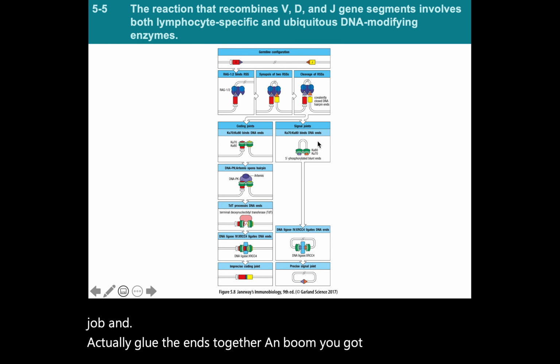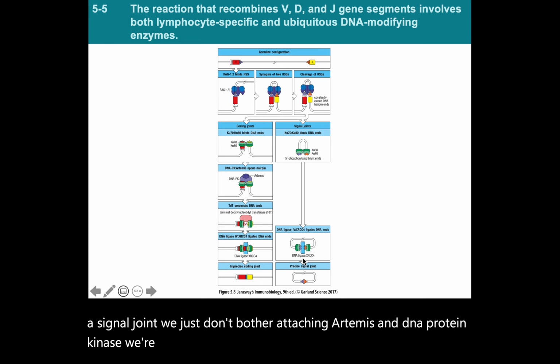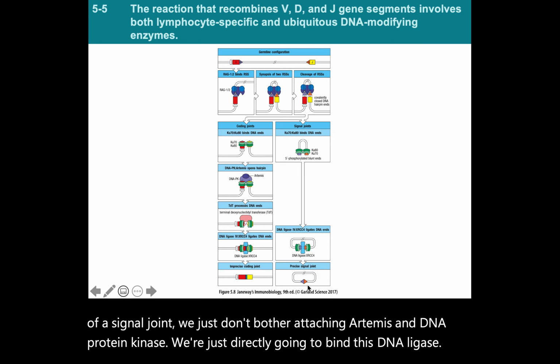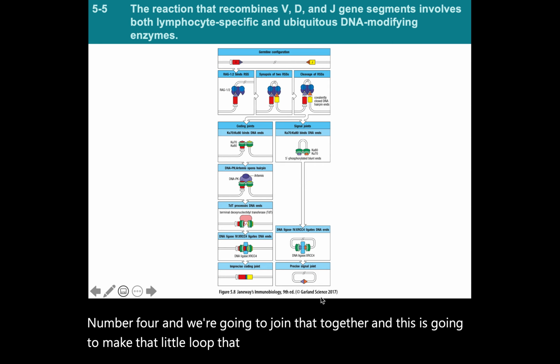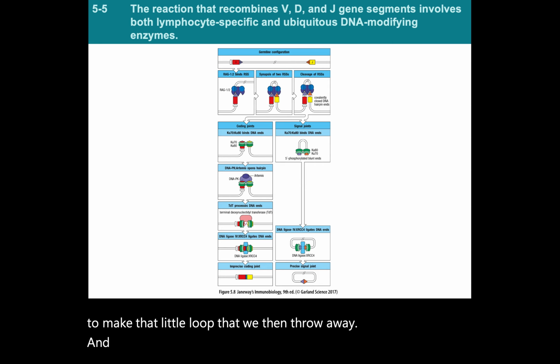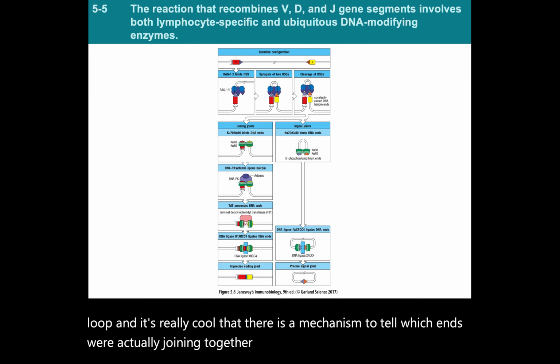Or in the case of a signal joint, we just don't bother attaching Artemis and DNA protein kinase. We are just directly going to bind DNA ligase 4, and we're going to join that together, and this is going to make that little loop that we then throw away. And it's fine that we're not as careful in joining up the ends of the loop. It's really cool that there is a mechanism to tell which ends we're actually joining together, and for the cell to actually figure this out. All right.